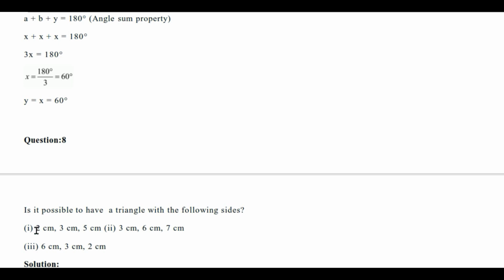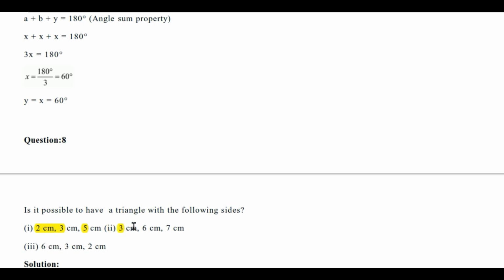Like this you can see here, when we add 2 centimeter and 3 centimeter, the sum of 2 and 3 is equal to 5. What? 2 plus 3 equals 5, which is not greater than the third side. What is the third side here? 5 centimeter, which is equal. They are equal. That's why the first one is not possible.